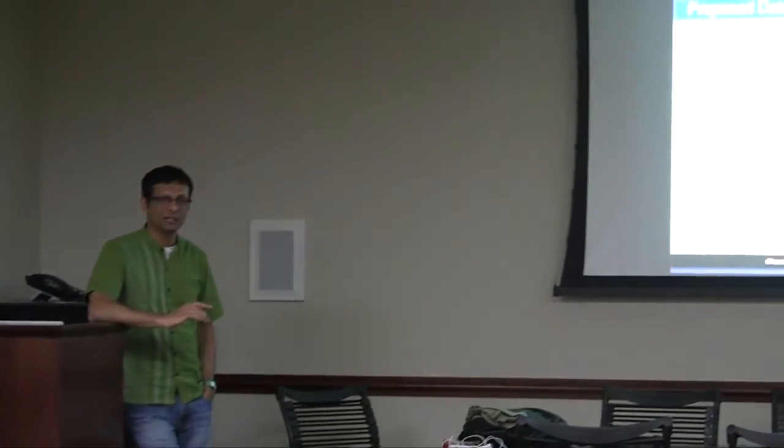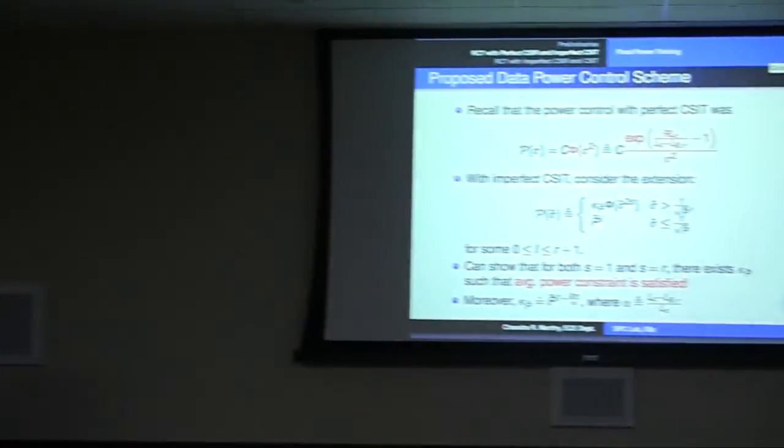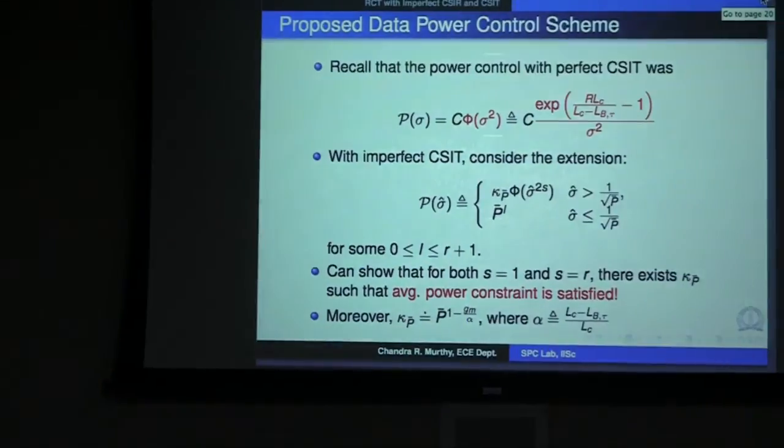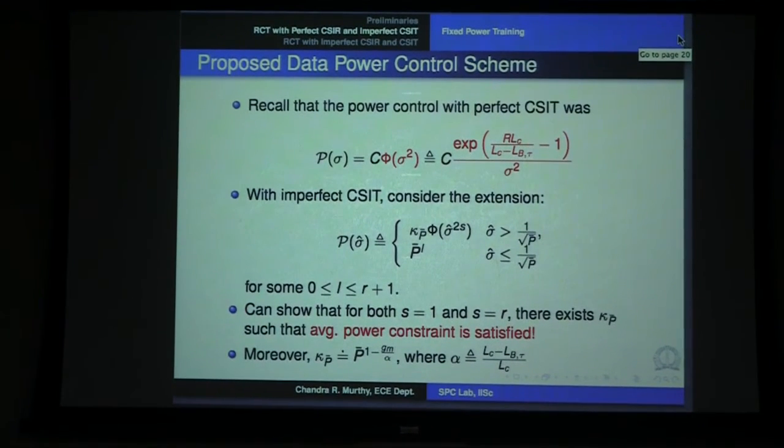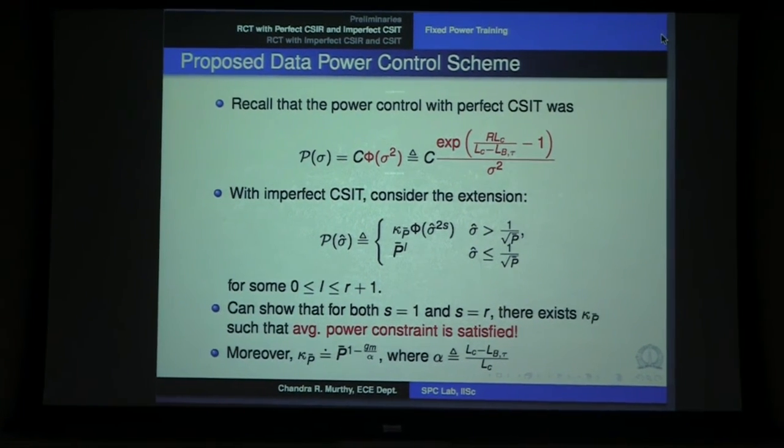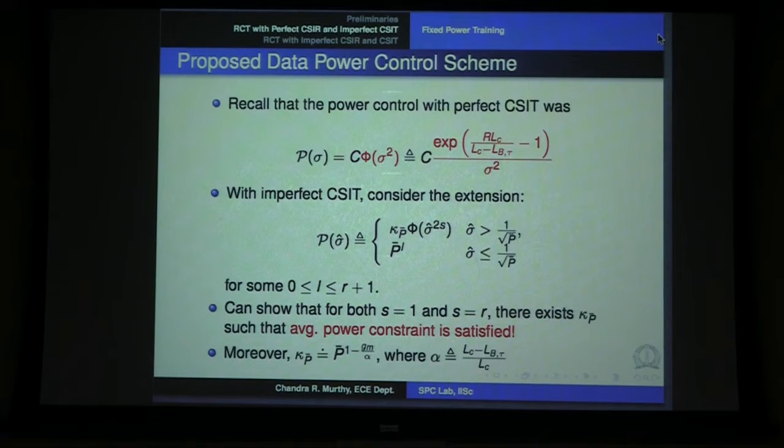So as I said earlier, in addition to an estimation scheme, you also have to propose a data power control scheme, and this is the data power control scheme that we propose. Recall that if you had perfect CSI at the transmitter, you want to use channel inversion. That's that formula, the first formula in this slide.